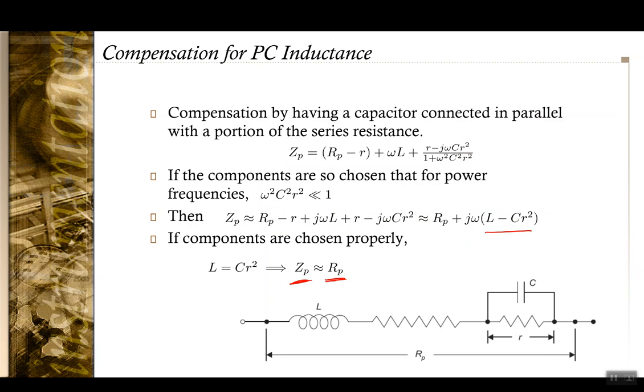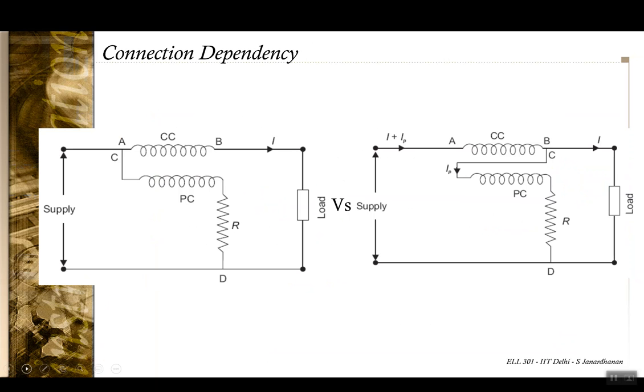It becomes frequency independent, so the compensation, or the correction factor, goes to 0. Now the thing is that omega should be in some range. That is the assumption that we are making, that omega square c square r square is much less than 1. From that we can see that the wattmeter reading becomes frequency independent over that range.